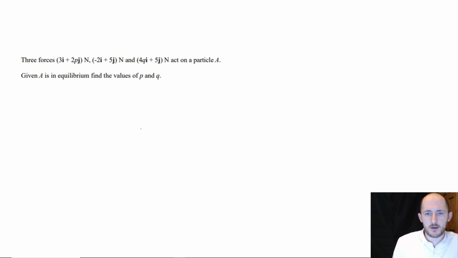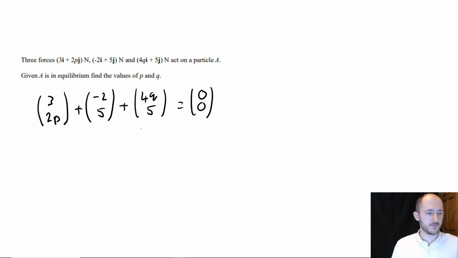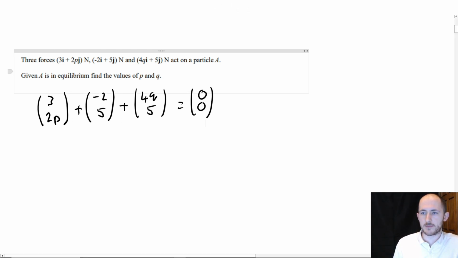First thing we're going to do is write this in column notation. You don't have to do this, but I'm going to write them in column notation, okay? And I'm going to add them all together, because if forces are in equilibrium, the resultant should be 0. Okay? So if I just have a look at these vectors, these should all add up to give me 0.